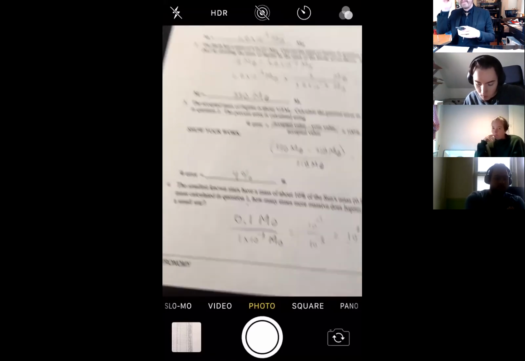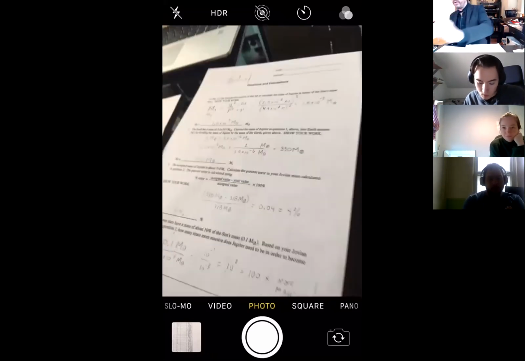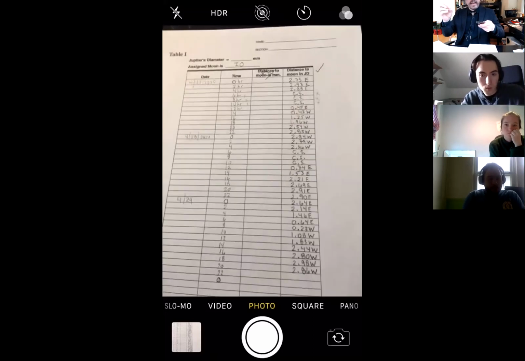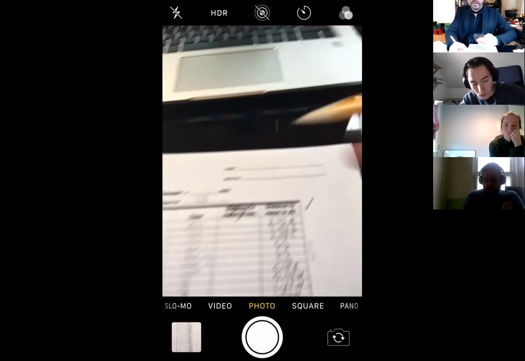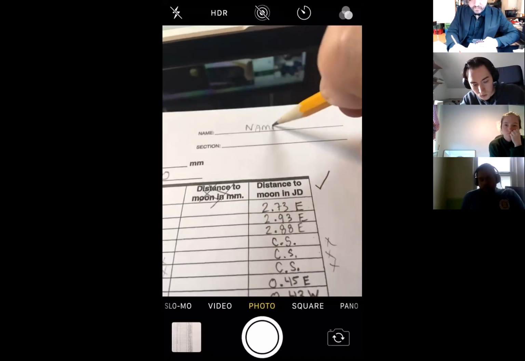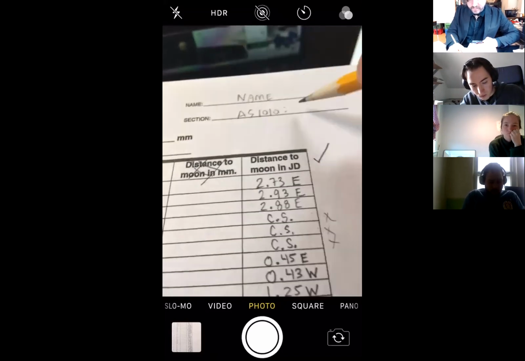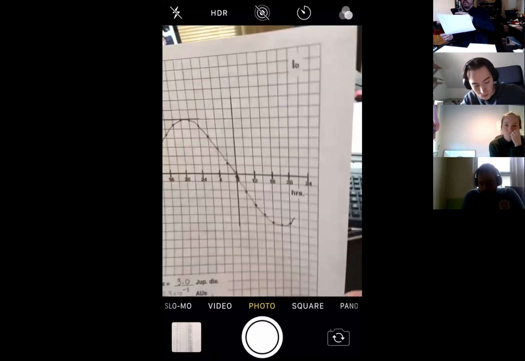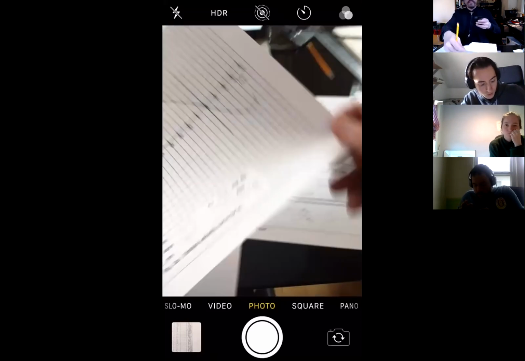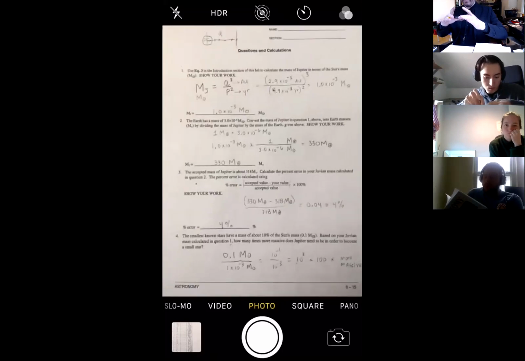Okay, and that, my friends, is the Massive Jupiter Lab. That's a wrap in under an hour. Let's talk about what you're going to turn into me. You're going to turn into me 3 pages. This could be your lead page, with all your data. Don't forget to put your name and AS1010 at the top and whatever your section is. This page with your sine wave graph, and then this calculation page that you see here.